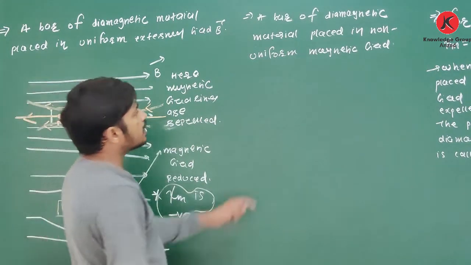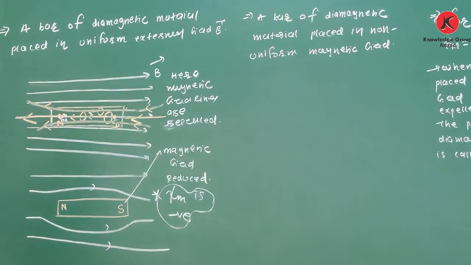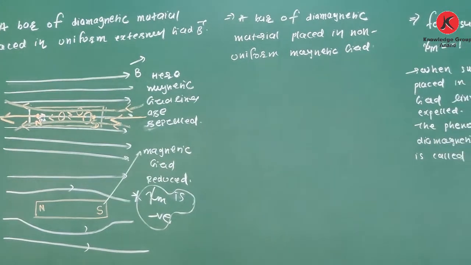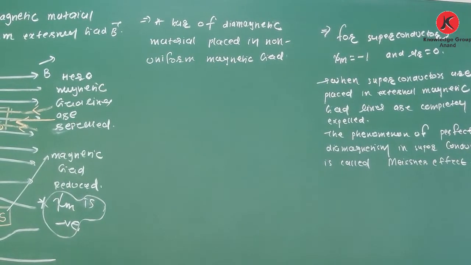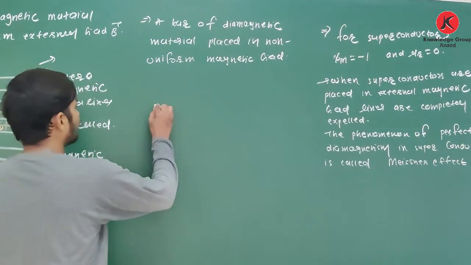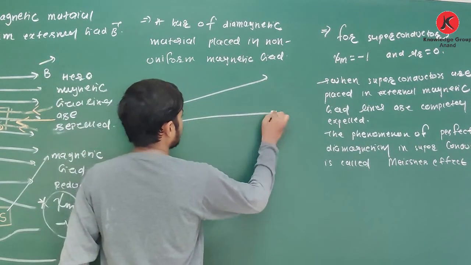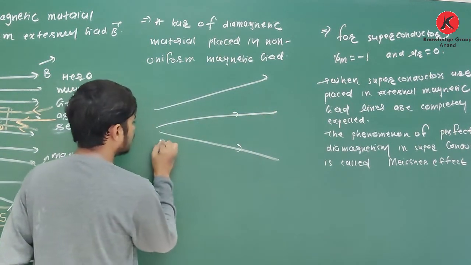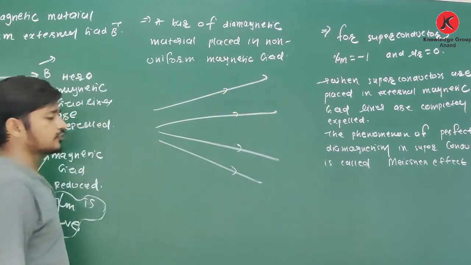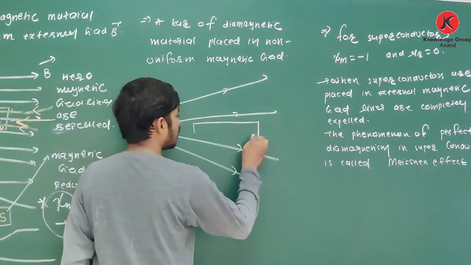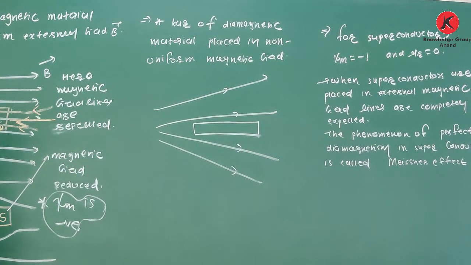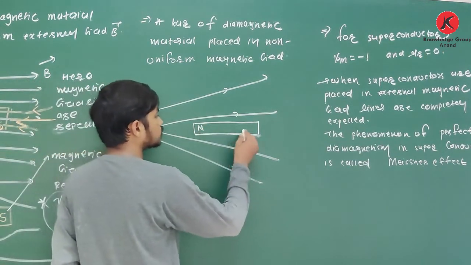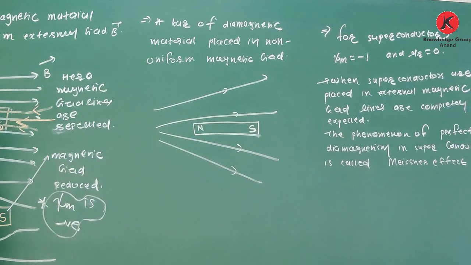Now what happens when a bar of diamagnetic material is placed in a non-uniform magnetic field? So we will see what happens. See, here it is. If I have a non-uniform magnetic field like this, and here a bar of diamagnetic material is placed. We know that diamagnetic material is magnetized in the opposite direction, so it will have a north pole here and a south pole here. Clear about this?